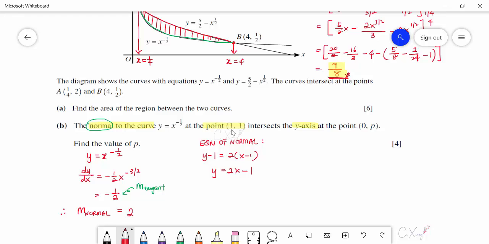Then we are interested in finding the point that intersects the y-axis. Intersecting the y-axis means that x equals 0. So substitute x equals 0, you will get y equals 1. Oh, sorry, equals negative 1. And this also means that the value of p is actually equal to negative 1.